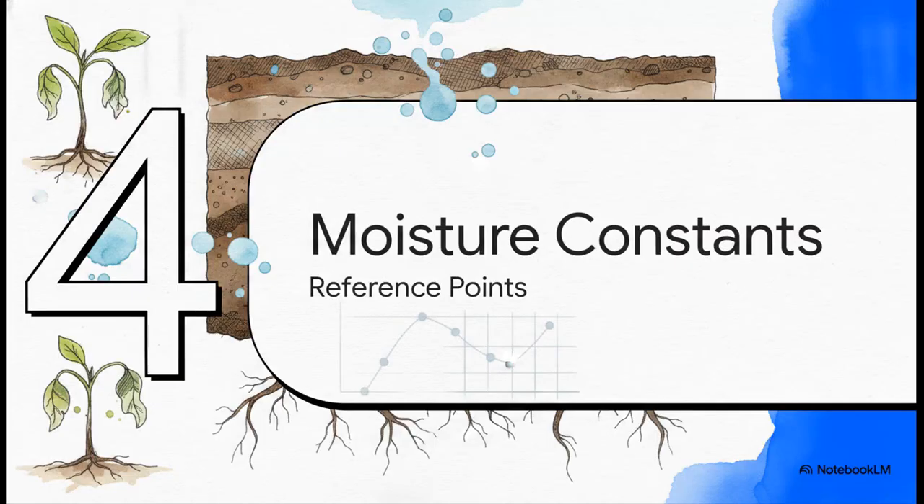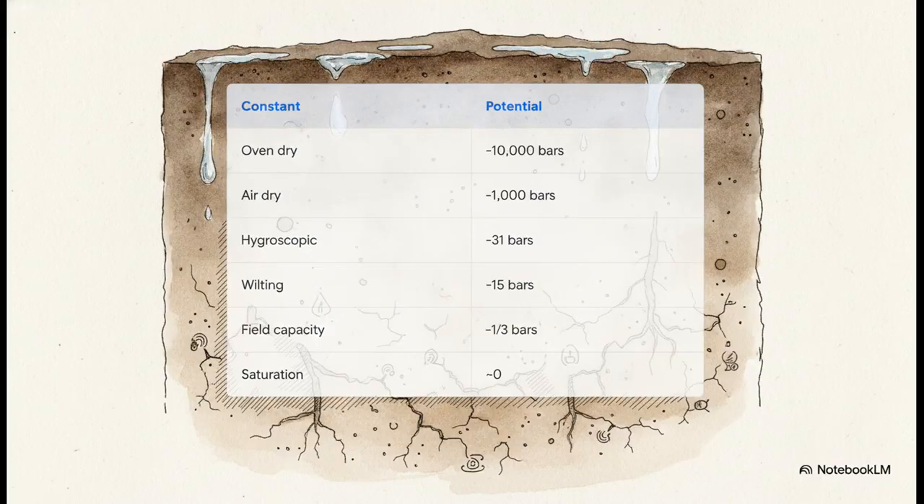Speaking of field capacity and wilting points, let's hit Section 4, soil moisture constants. These are the essential reference points we absolutely need to make sense of everything. We need these milestones to practically tabulate our field data and figure out what water plants can actually access. Just look at this stark mathematical progression expressed in bars of potential.